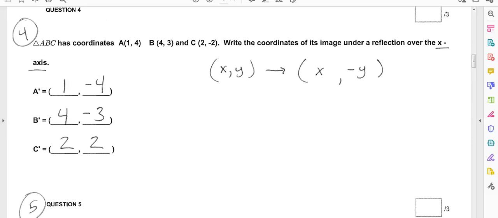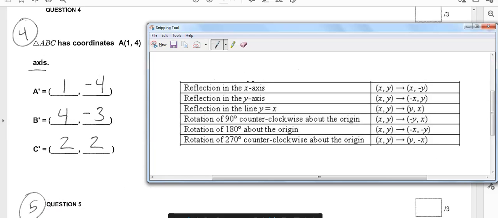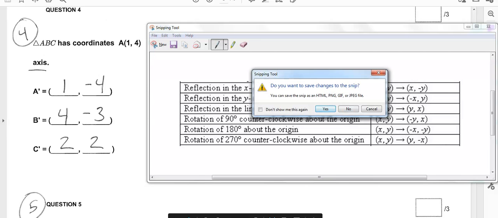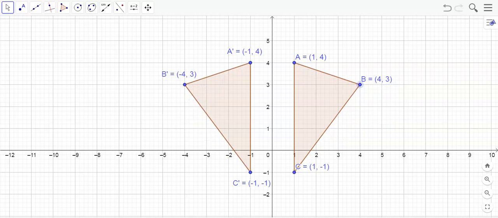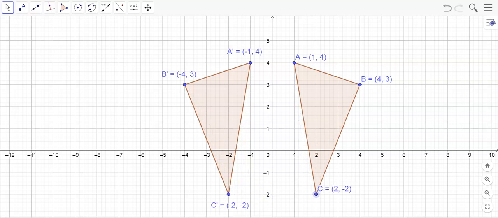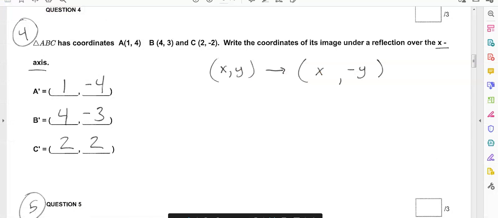Oh, I was on the wrong question. I was actually looking at number 5. So let me go back and tweak my GeoGebra. No, don't save that. So it helps if you get the right points. So A was at 1, 4. B was supposed to be at 4, 3. And C was supposed to be at 2, -2. There we go. Now our new points should line up with our answer key. -1, 4, -4, 3.